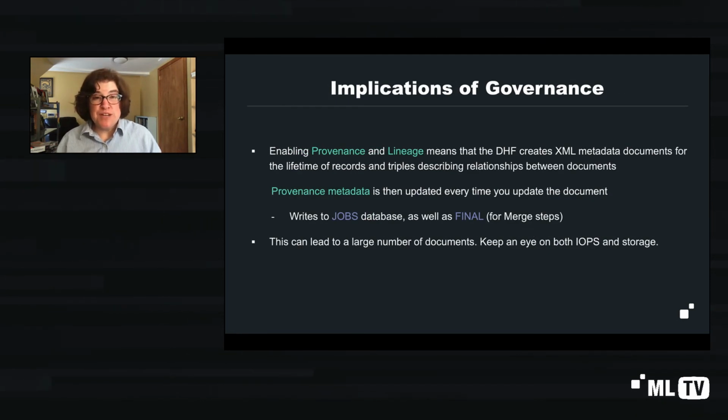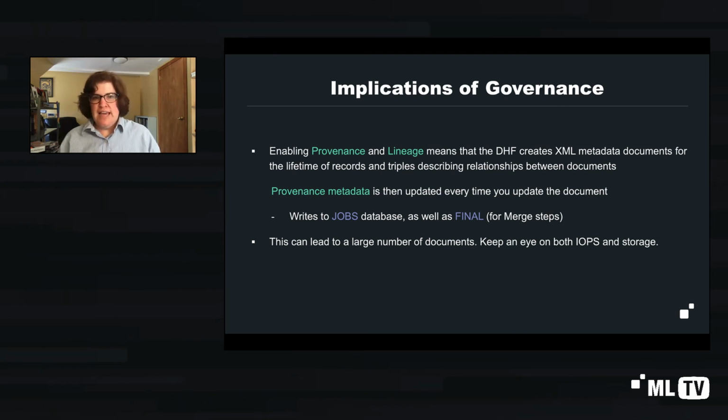All right, I want to talk briefly about governance. So when you enable governance on documents, this is basically provenance and lineage. And what it is, it's metadata about the documents themselves. So we create XML metadata documents that we insert into the jobs database. It's called provenance metadata. We are also generating triples, which maintain and describe the relationships between these documents and the final data record itself. And when these are enabled, they're enabled for the lifetime.